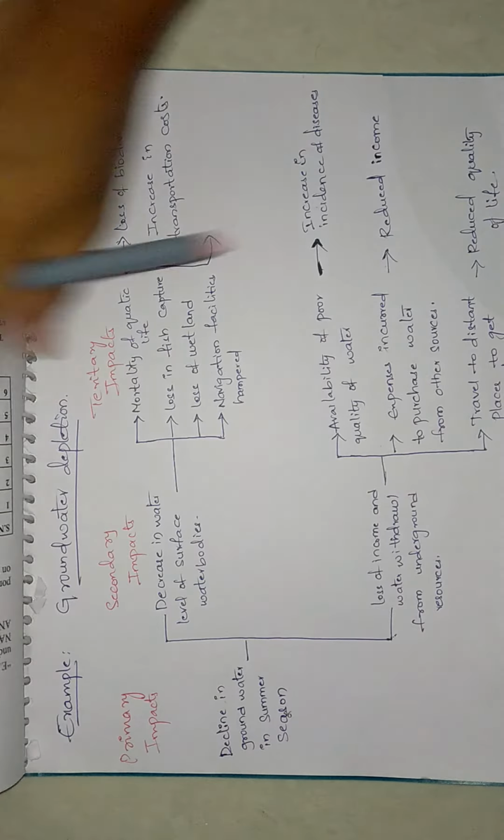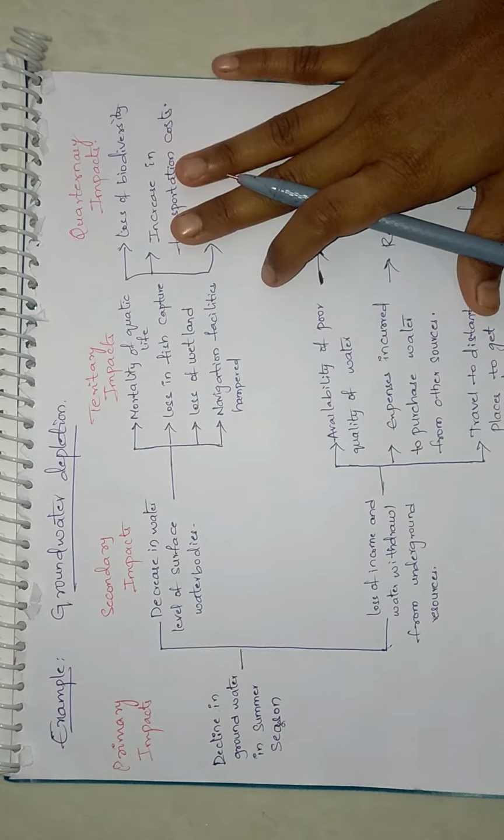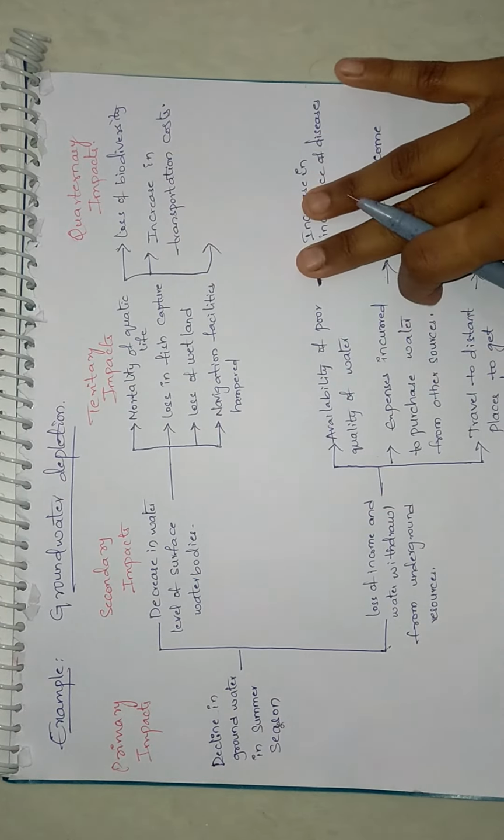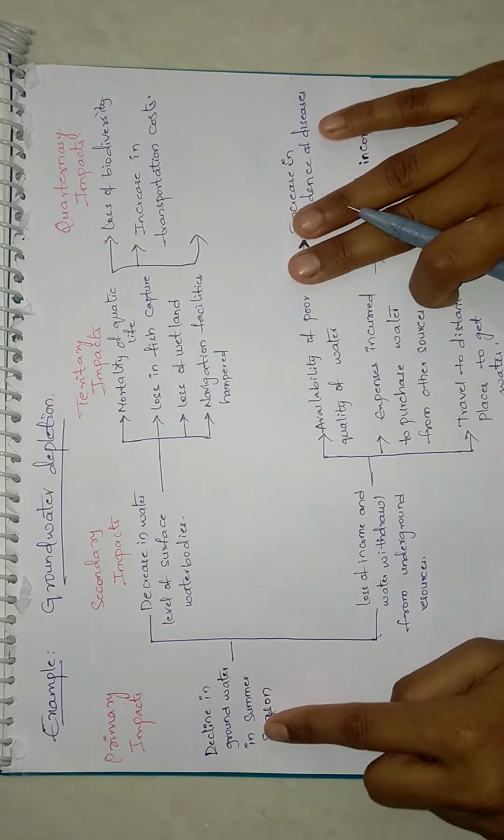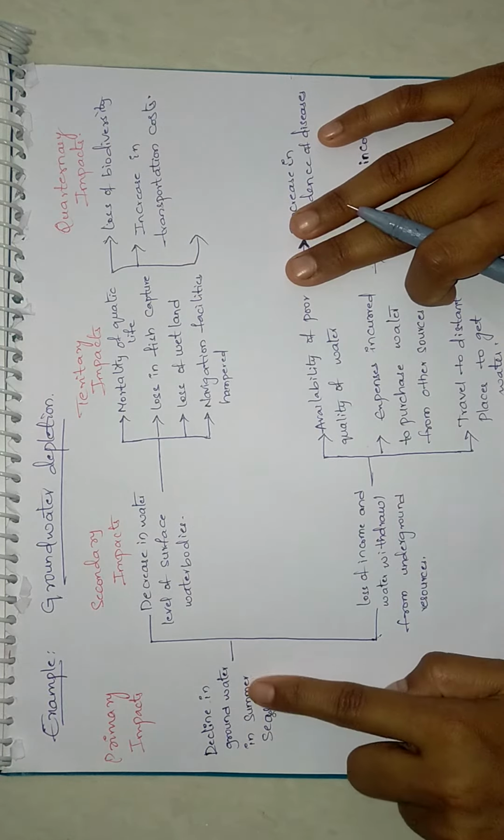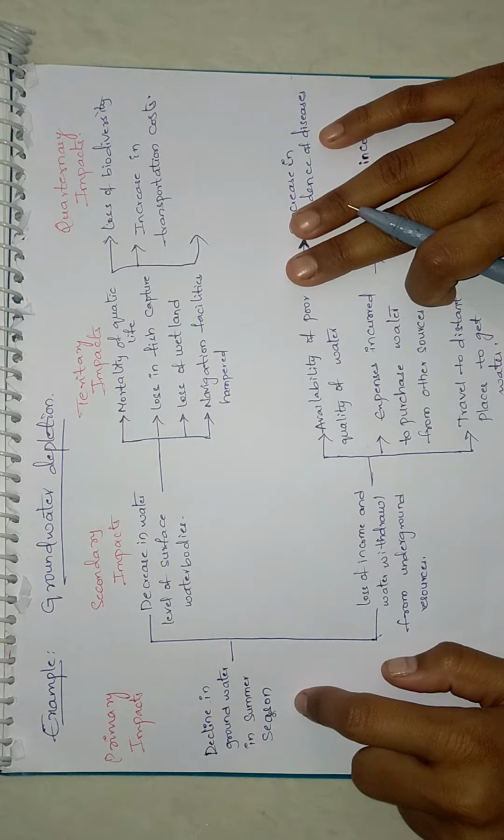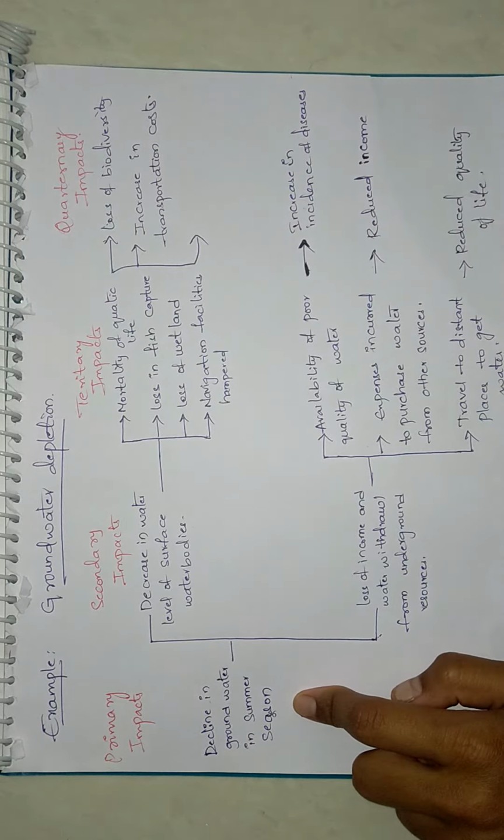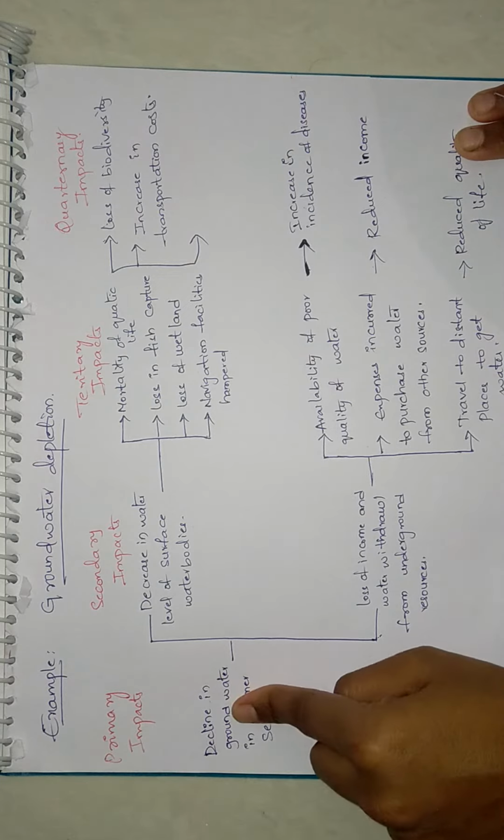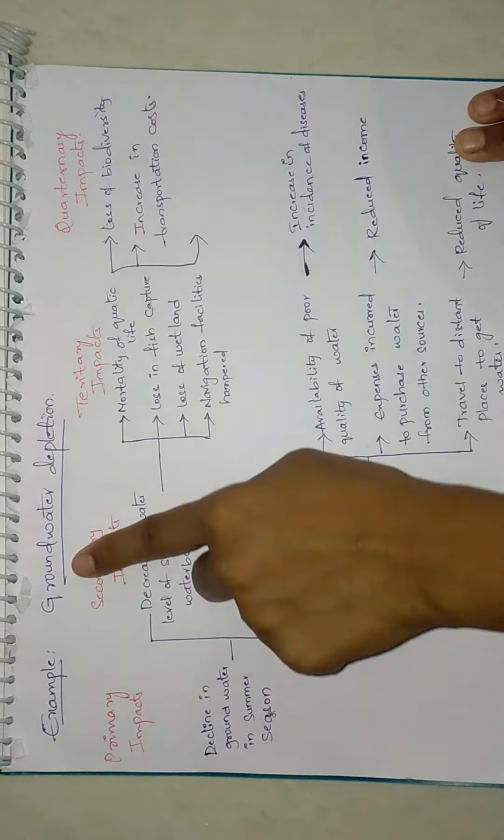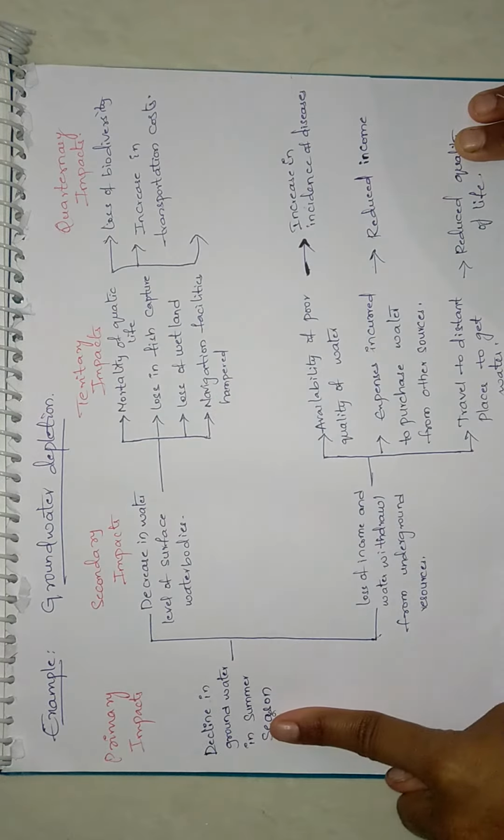And now let's see an example. I have taken the example of groundwater depletion. The first impact is decline in groundwater in the summer season. That's the basic issue, right? In the summer season, what happens? The level of the groundwater is reduced. That is the primary impact. The problem is groundwater depletion, and this is the primary impact.